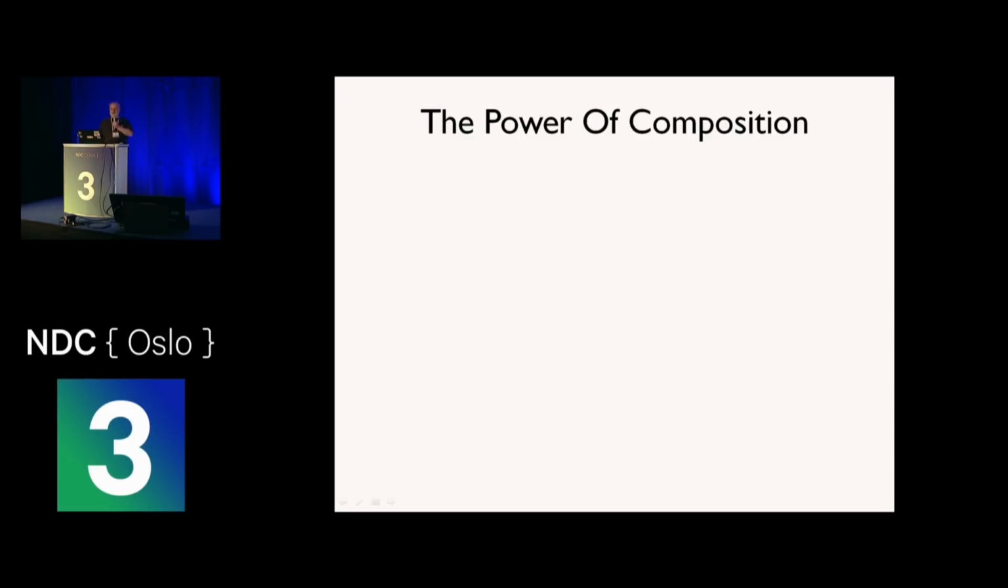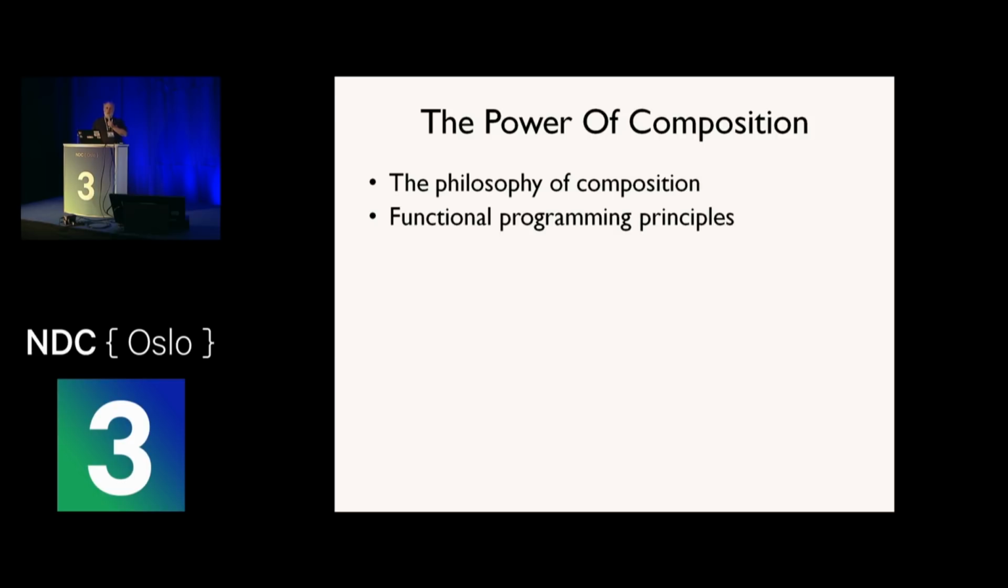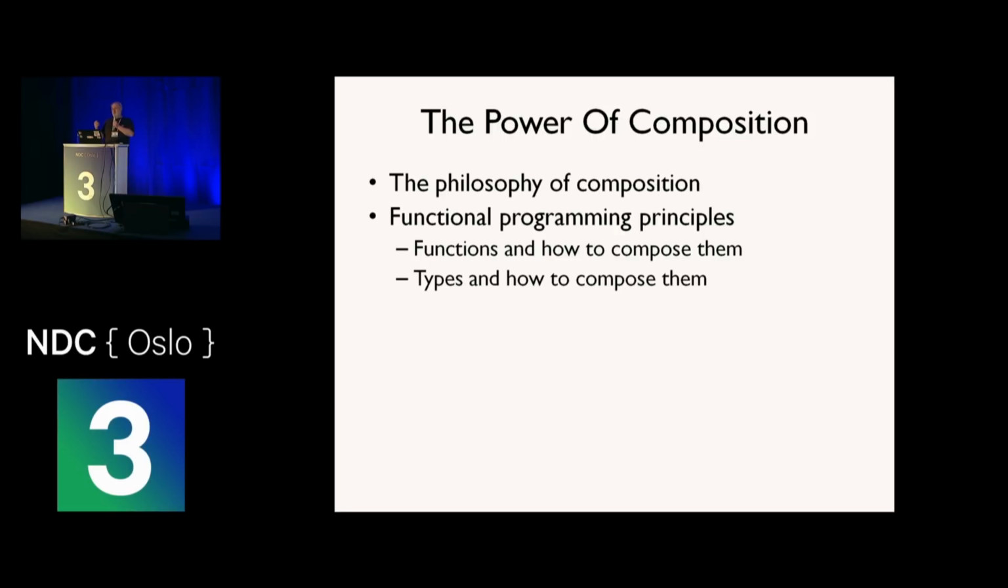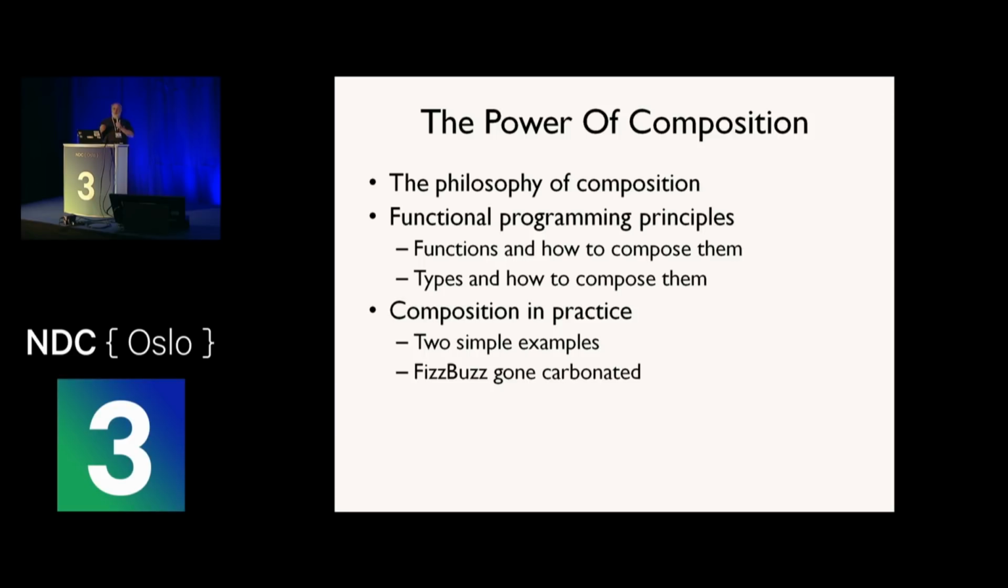you what they mean. So I'm going to start off by talking about the philosophy of composition, and then I'll talk about functional programming principles, because this is a beginner's talk. So functions and how to compose them, types and how to compose them, and then we'll actually get into some meat and we'll actually look at composition in practice. We'll start with two really simple examples, and then we'll do FizzBuzz. We'll do a kind of really complicated version of FizzBuzz, just for fun. And then we'll talk about the whole monad thing. And then I'll demonstrate how you can actually build a web service using composition. So no objects anywhere. No objects were harmed in this talk.